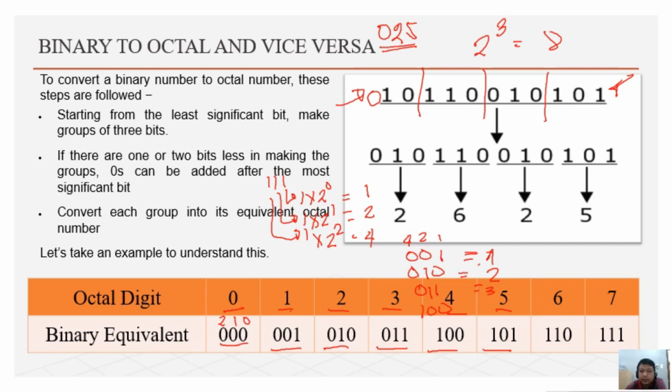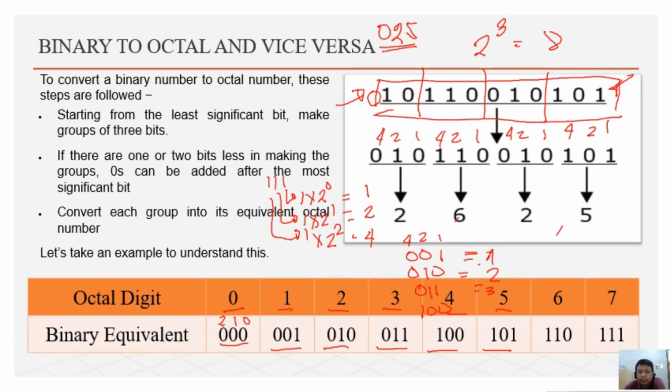Okay. Now we convert based on this table. We have 1, 0, 1, that is 1, 2, 4, that is 1 plus 4, equal to 5. Then the next groups give 2, then 6, then 2. So the octal equivalent of this binary number is this one, 2625.